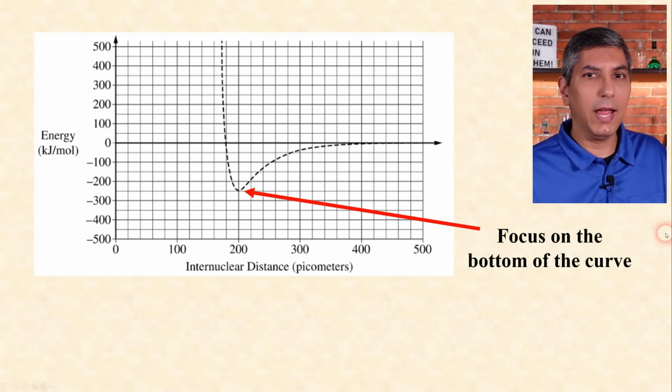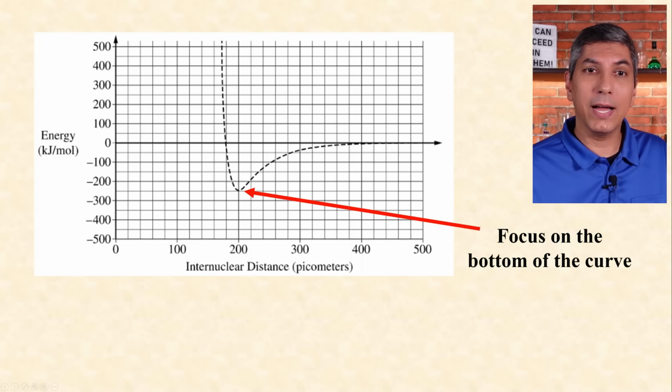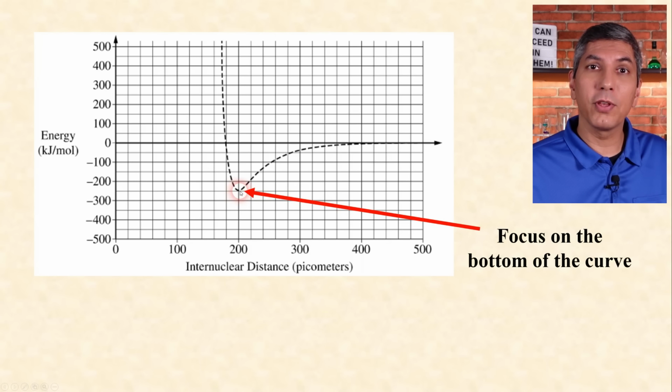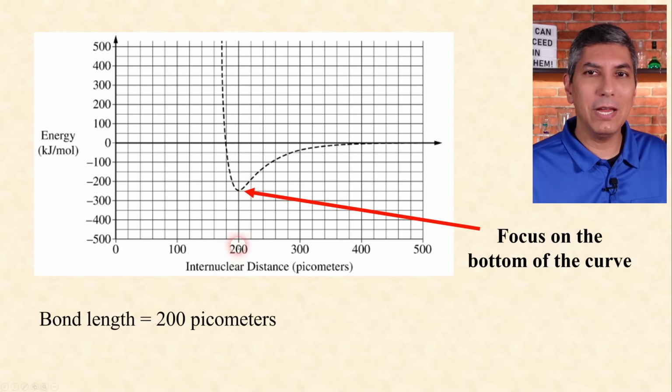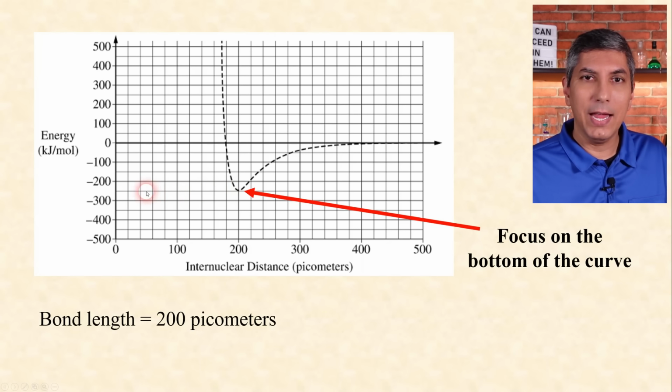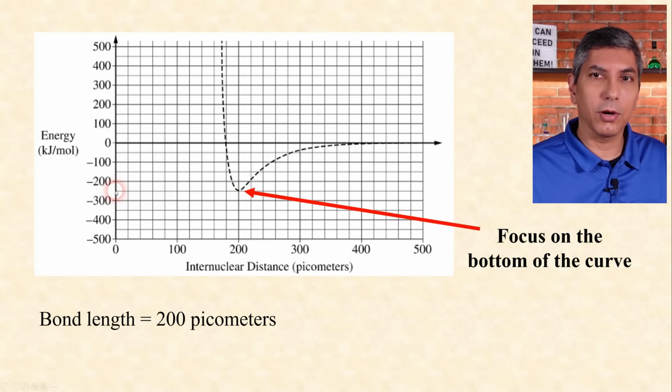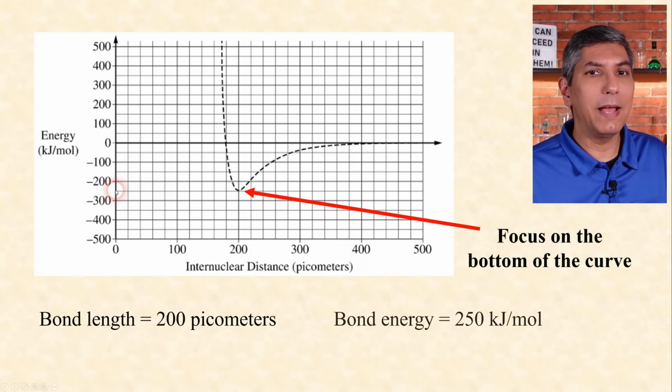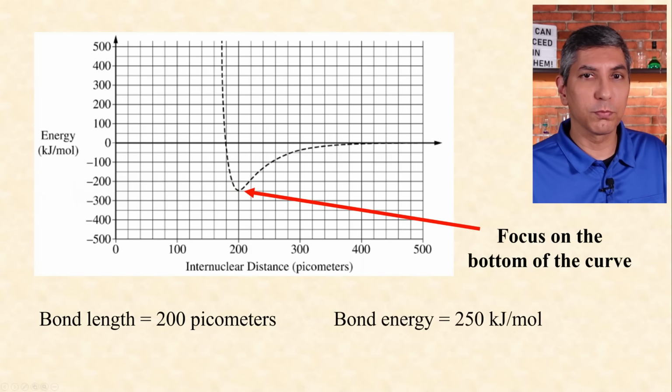So if the question asks us to determine the bond length between the atoms represented by this graph, we can say the bond length will be 200 picometers. If we're asked to determine the bond energy, we look at the y-axis and that same lowest point on the curve. The bond energy will be about 250 kilojoules per mole.